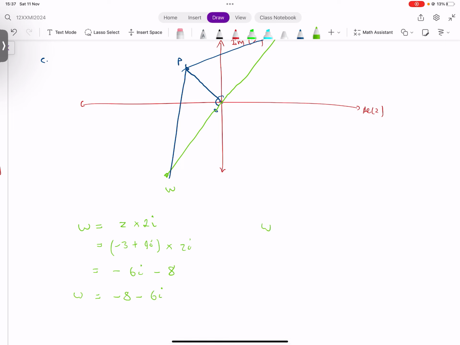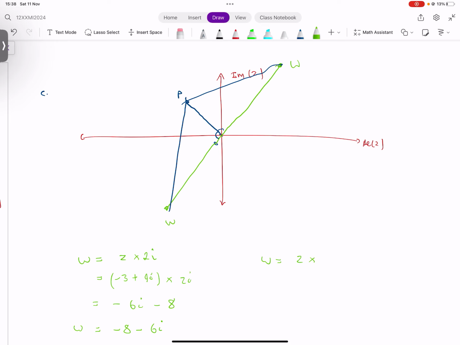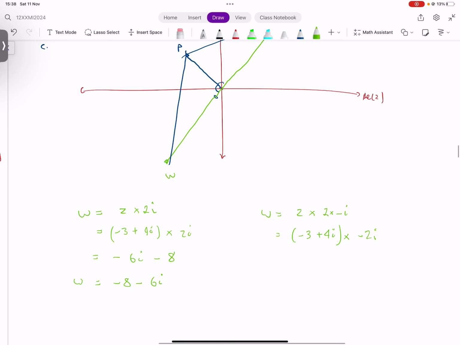Or we could have W is z times by, well, rotating it in the other direction is multiplying it by minus i or minus 90 degrees. But we're still doubling its modulus, so times that by 2. So z is minus 3 plus 4i, and we're timesing that by minus 2i. So here we've got positive 6i plus 8, pardon me. So it's 8 plus 6i. Okay, and those are our two answers there.